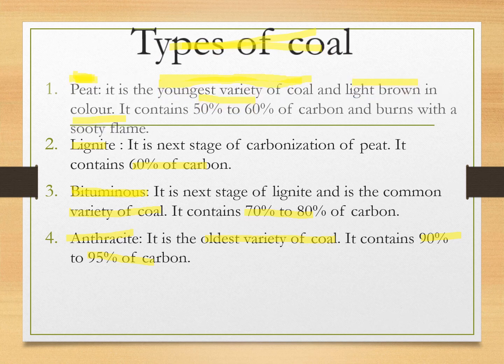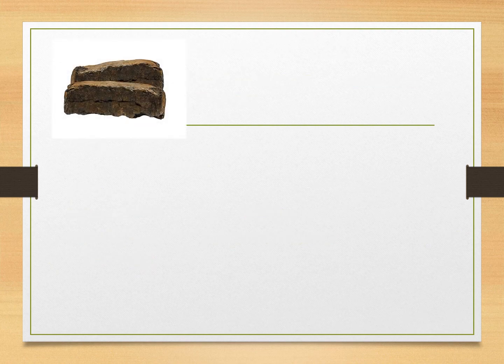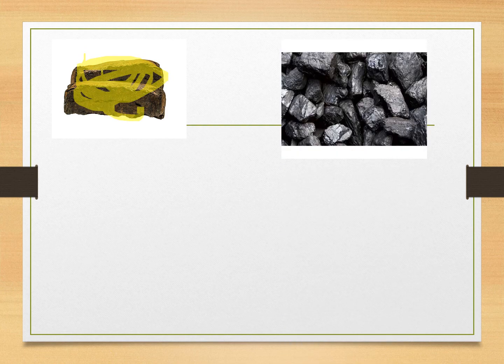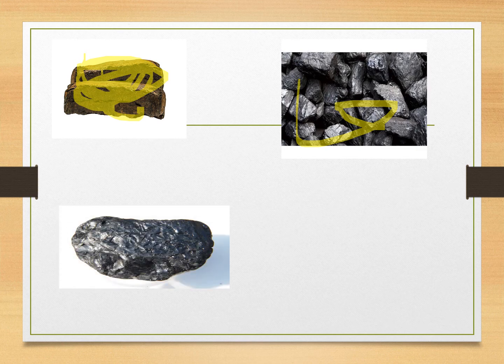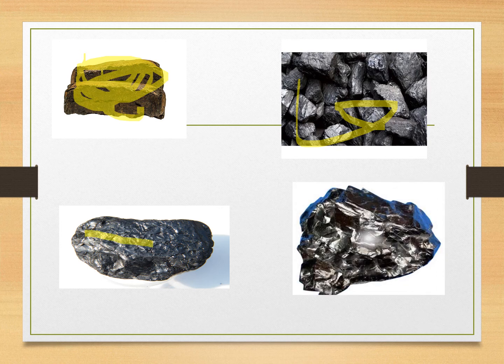Now let's discuss the next topic. This is what we call peat. This picture that we see is peat. Next we see lignite. It is a newly formed coal, and somehow it becomes blackish. Next you see it is a bit shiny, which means it has lasted for many years. This is bituminous, and this is what we call anthracite.